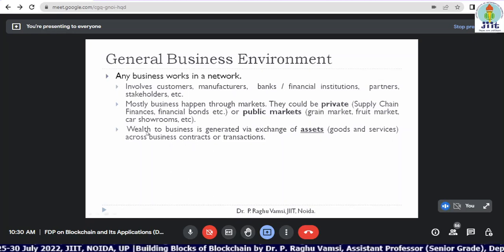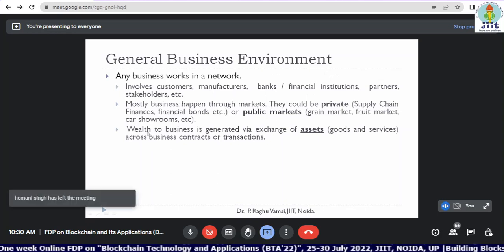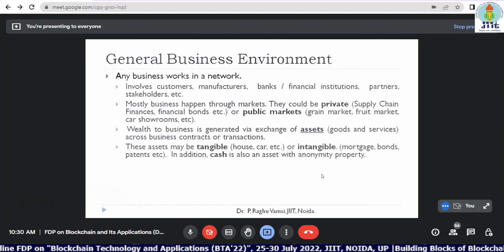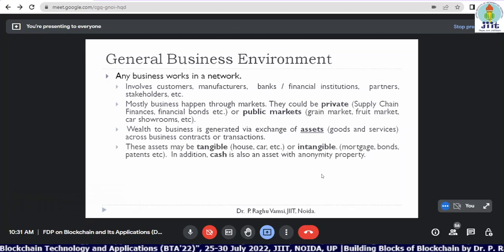So these business contracts are very, very important in any business, and any business will be run to gain wealth, and this business will gain the wealth with the exchange of assets, that is goods or services. Whatever the monetary transactions, or whatever the money transactions will happen, these are going to be called transactions in the business. So by this time you come to know the business is a network consisting of various stakeholders, and mostly the business will happen through public and private markets, and wealth to the business is generated via exchange of assets. And these assets sometimes may be tangible and sometimes intangible.